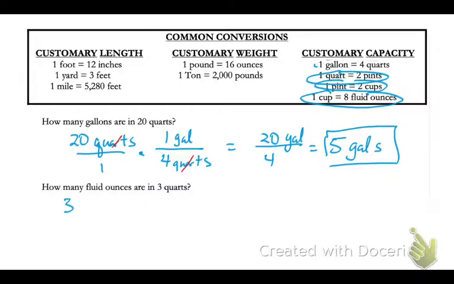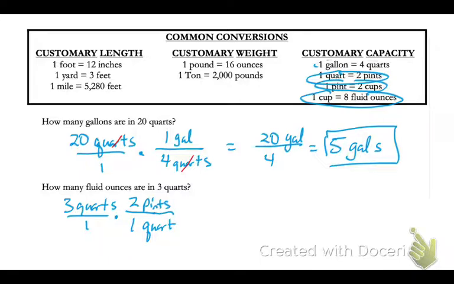The first thing we do, just like in the other, is we write what we have. So we have 3 quarts, and we're going to write that as a fraction or ratio, put that over 1, and then your multiplication dot. Let's first convert our quarts to pints. We want our quarts to divide out, so that's going to go in our denominator, and our pints to be in the numerator. So we'll put that times 2 pints over 1 quart. That will convert to pints.